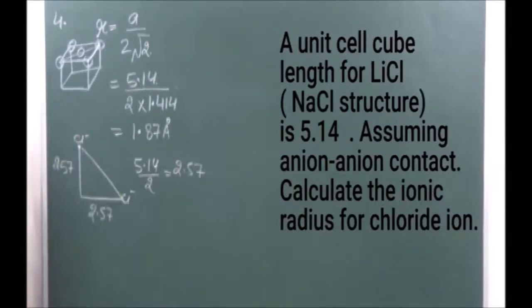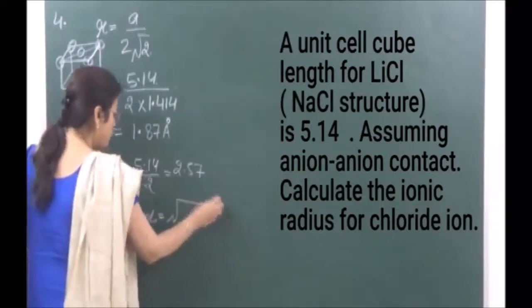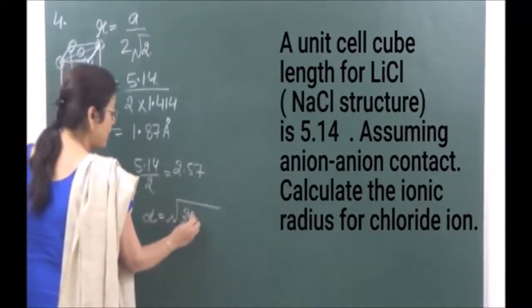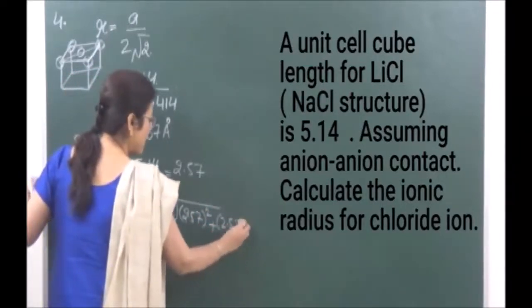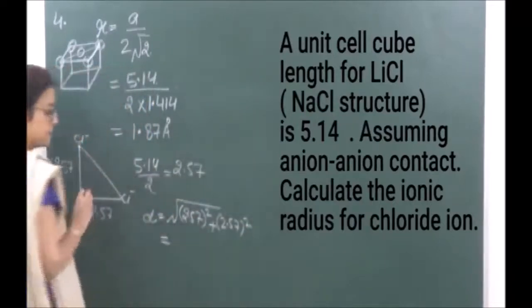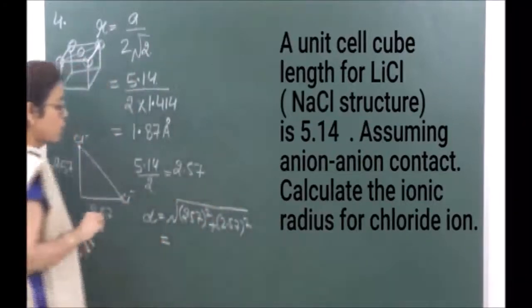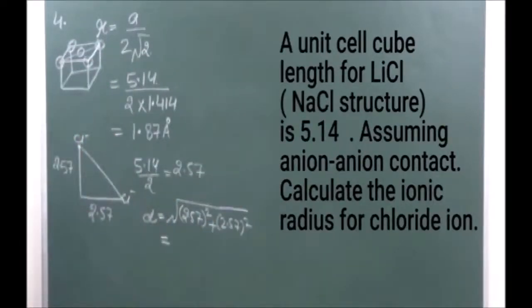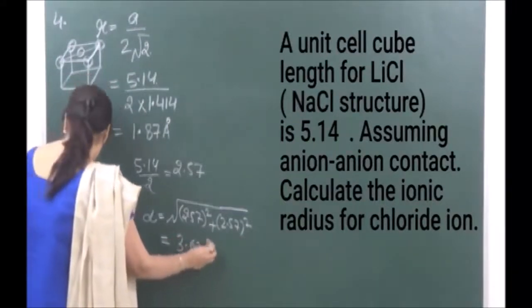This is Cl negative. This is Cl negative. So according to Pythagoras theorem, what is going to be the distance between two chloride ions? The distance between two chloride ions, d, will be equal to √ of 2.57 squared plus 2.57 squared. Okay? So we have to take the complete √. When we calculate this, it comes to 3.63 angstrom.